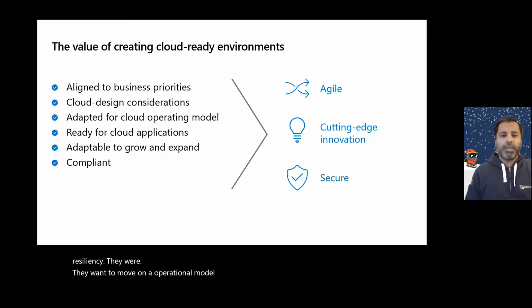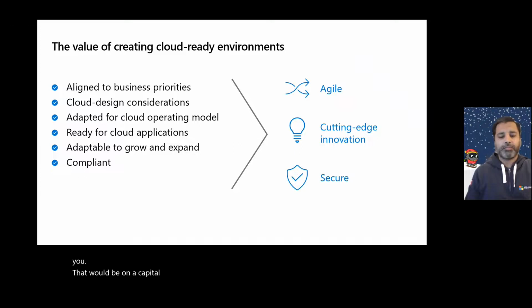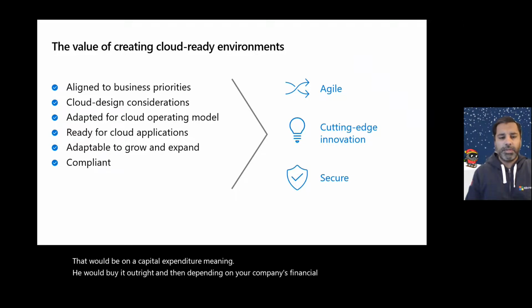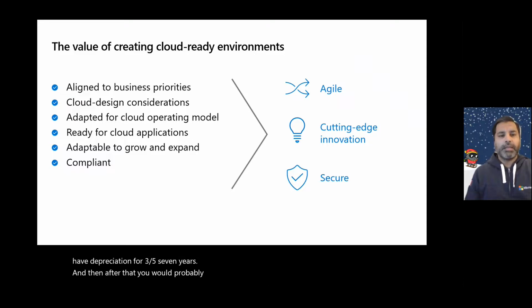If you think about it from a traditional on-prem environment, when you would buy any hardware, server, storage, networking gear, what have you, that would be a capital expenditure, meaning you would buy it outright, and then depending on your company's financial policy, you would have depreciation for 3, 5, 7 years. And then after that, you would probably buy again. But cloud actually is totally different. Cloud is more of an operational expense model.